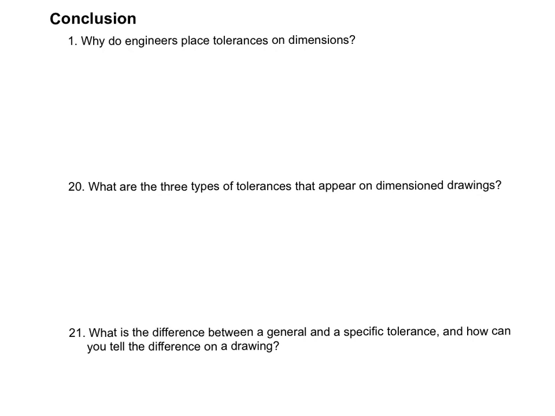Okay, what are the three types of tolerances that appear on dimensioned drawings? So you need to know this by heart. You have the bilateral tolerance, you have the unidirectional tolerance, and you have the limit dimensions. You want to be able to call those up right away to your mind. Okay, then the last question, and notice the numbering is different here, don't let that worry you. The last question that you have to answer is, what is the difference between a general and a specific tolerance, and how can you tell the difference on a drawing?